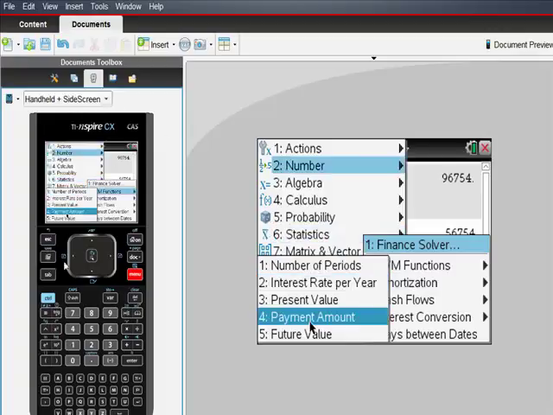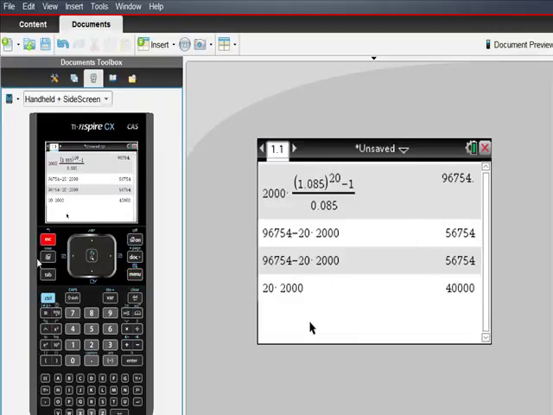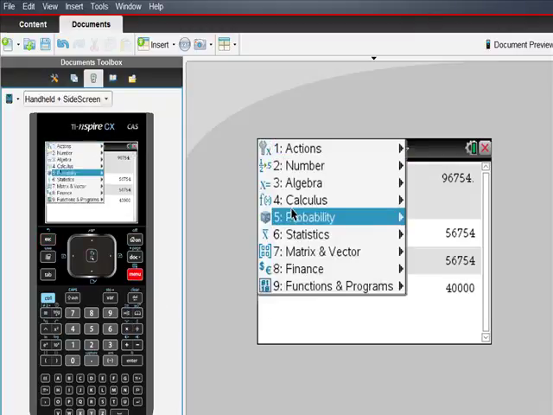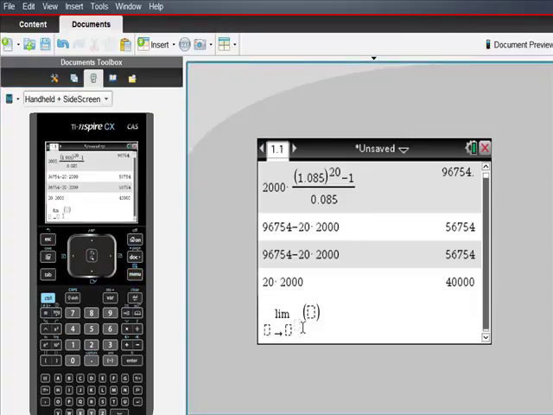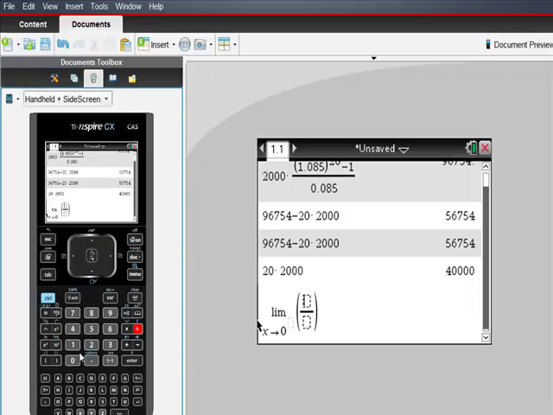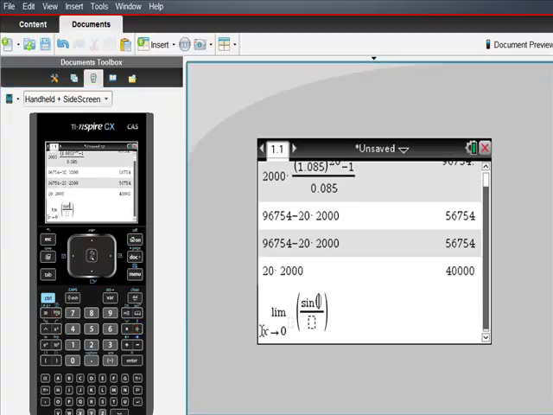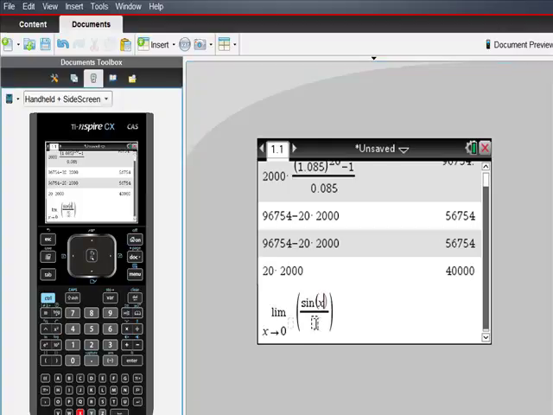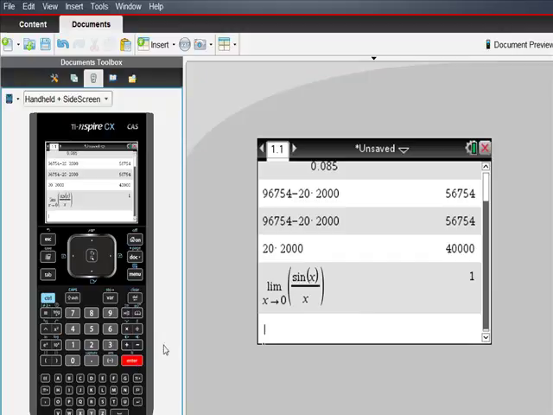So if you don't mind, I'm going to go to escape here, right? And then I'm just going to take the limit as x goes to 0 of, and we said sine x, didn't we? Sine x over x, and see what that comes out to be. And indeed, it does come out to be 1.